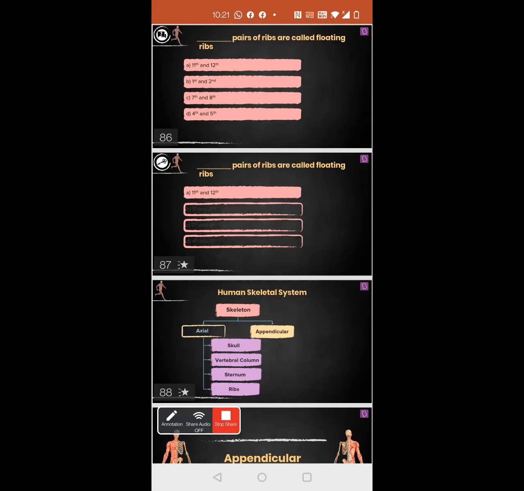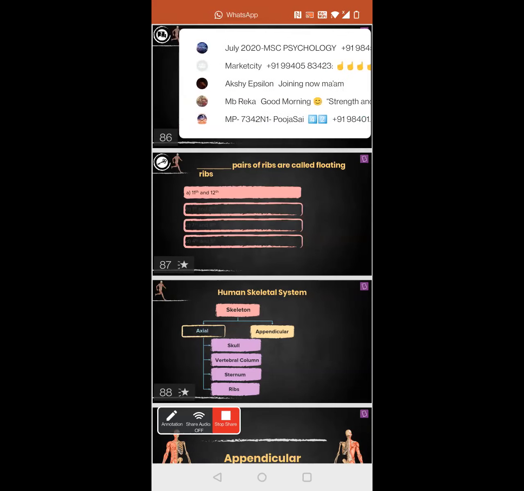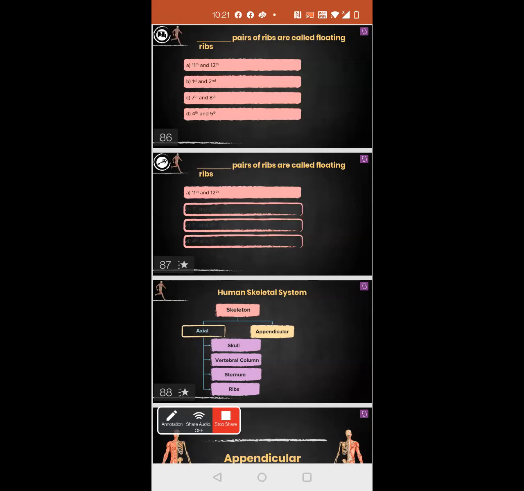And then below, the vertebral column: cervical, thoracic, lumbar, sacral, coccygeal. Sacral has 5 fused together, and coccygeal has 4 fused together, so you consider both as 1 each. Cervical has 7. The first 2 of the vertebral column are called atlas and axis. Very good. Then thoracic has 12, and lumbar has 5. Totally there are 26.